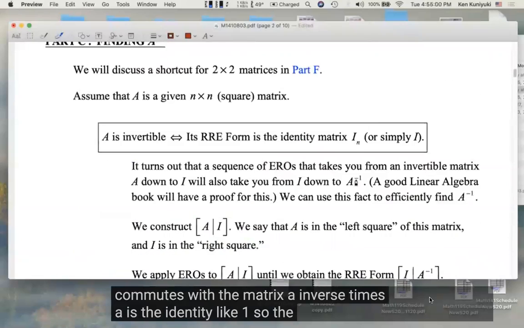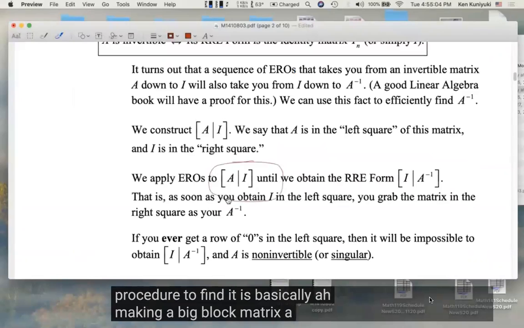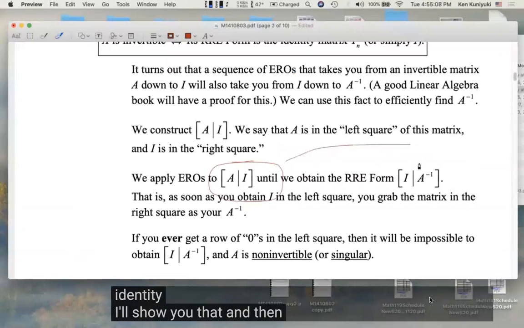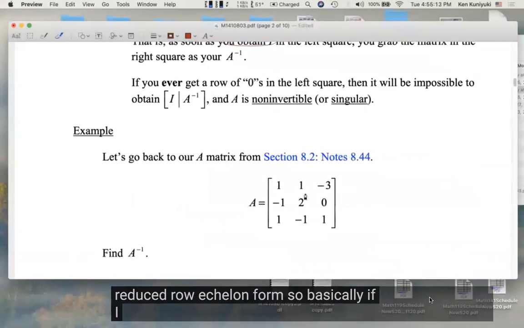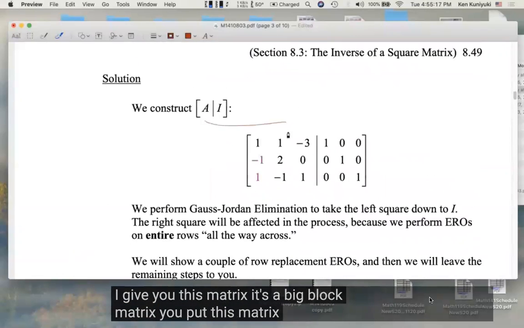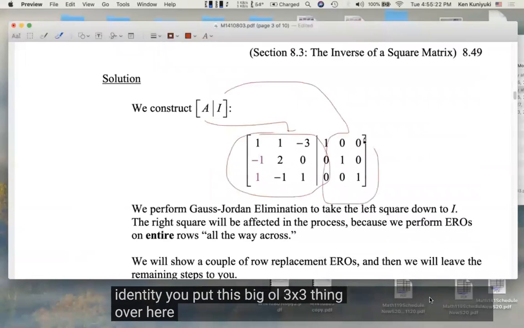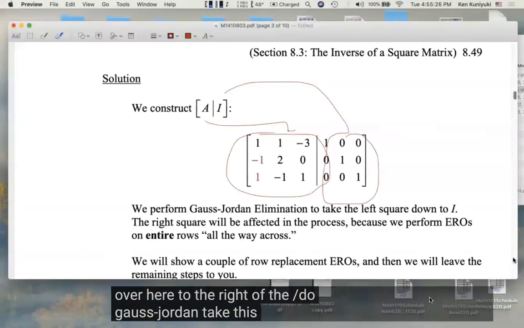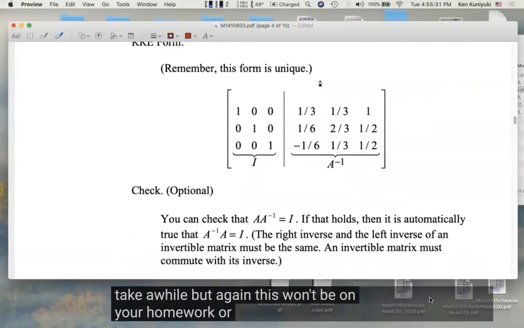So the procedure to find it is basically making a big block matrix, A slash the identity. I'll show you that. And then you go to reduced row echelon form. So basically, if I give you this matrix, it's a big block matrix. You put this matrix over here. The identity, you put this big old 3 by 3 thing over here to the right of the slash. Do Gauss-Jordan, take this to RRE form. It'll take a while. But again, this won't be on your homework or exams.